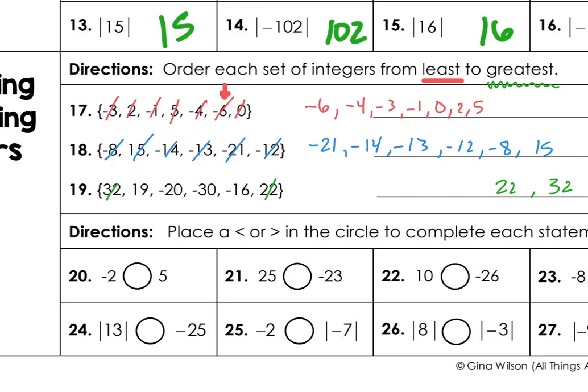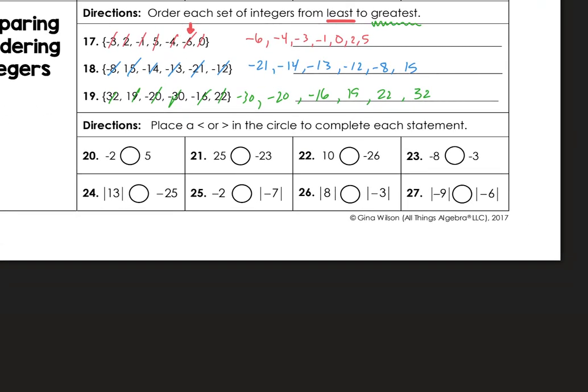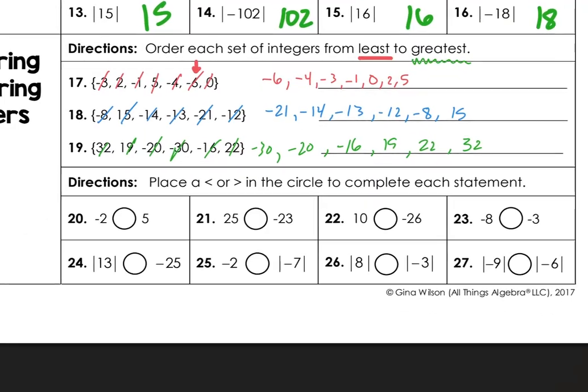22. And then 19. And then, wow, we make a big jump. -16. -20. -30.